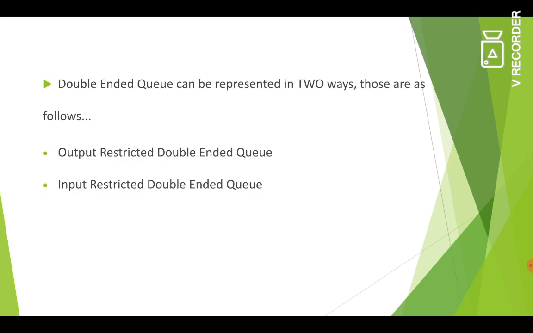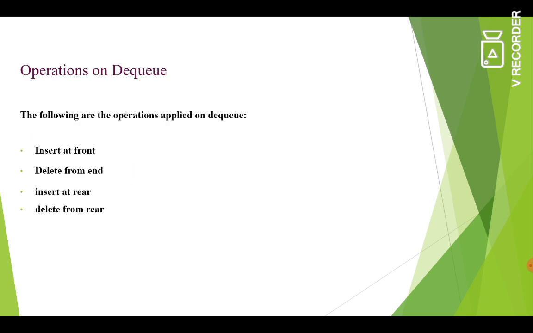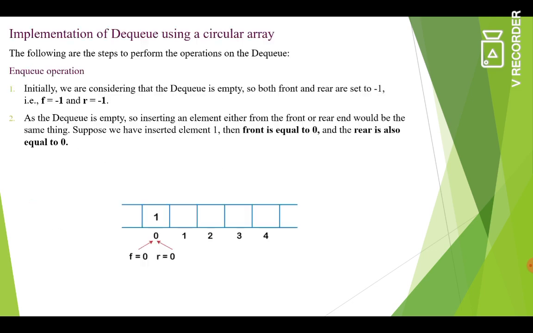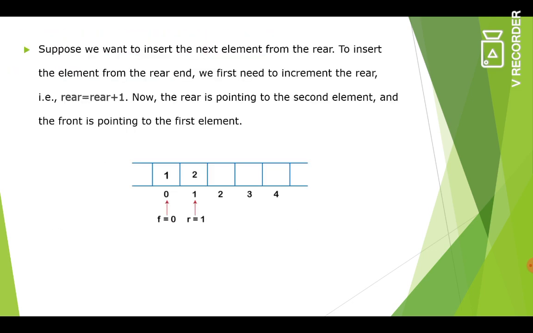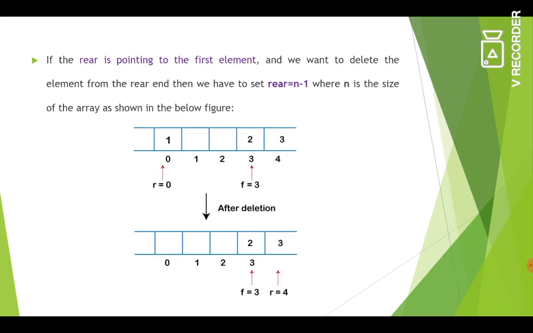We have two types, output restricted double-ended queue and the input restricted double-ended queue, and some of the operations that can be performed on DQ. Then the procedure for insertion and deletion we have studied.